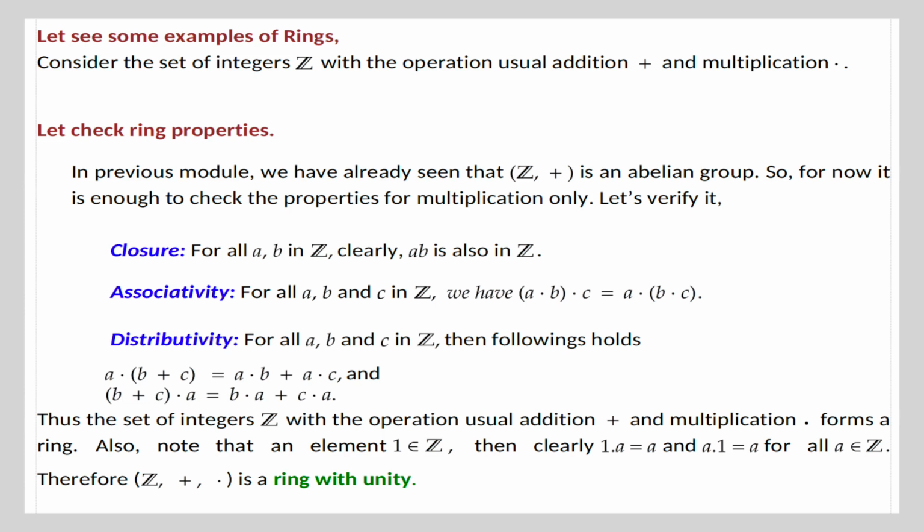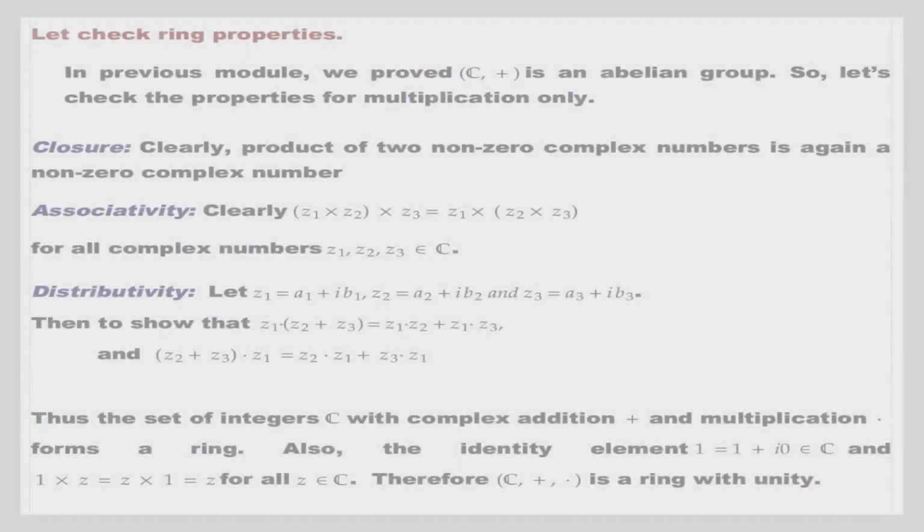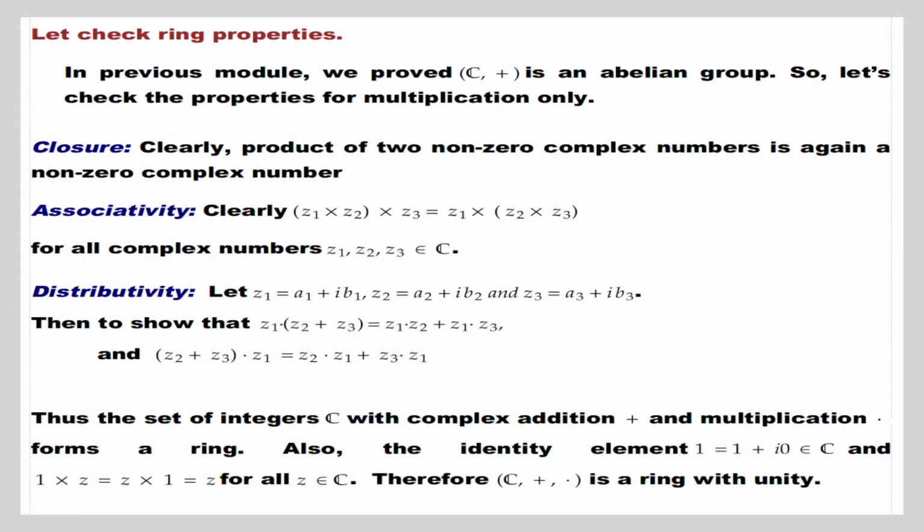Also note that for the element 1 belonging to Z, clearly 1 · a = a and a · 1 = a for all a belonging to Z. Therefore, (Z, +, ·) is a ring with unity. Next example is, consider the set of all complex numbers C under complex addition plus and multiplication dot. Let's check ring properties. In the previous module, we proved (C, +) is an abelian group. So, let's check the properties for multiplication only.